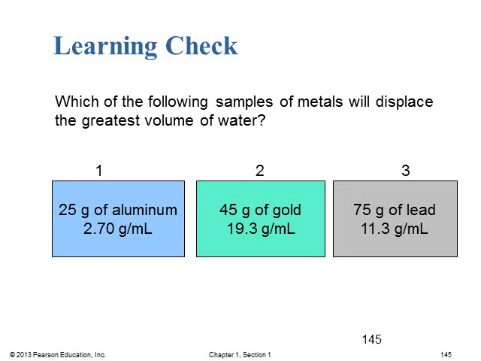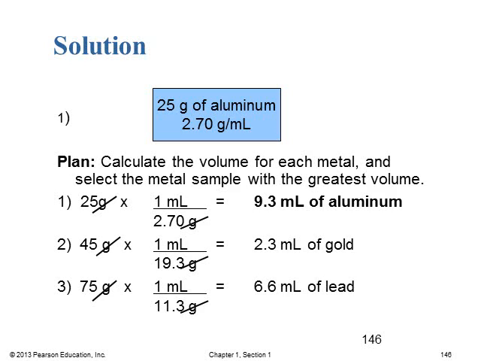Which of the following samples of metals will displace the greatest volume of water? And so what we want to do here is, if we're looking at the greatest volume displacement, we want the greatest volume for one of these metals. So we just need to go and calculate the largest volume of metal. So in this question, we are going to calculate the greatest volume of the metal sample, and that will displace the water the most. So we're going to go from grams to milliliters, or go from mass to volume.